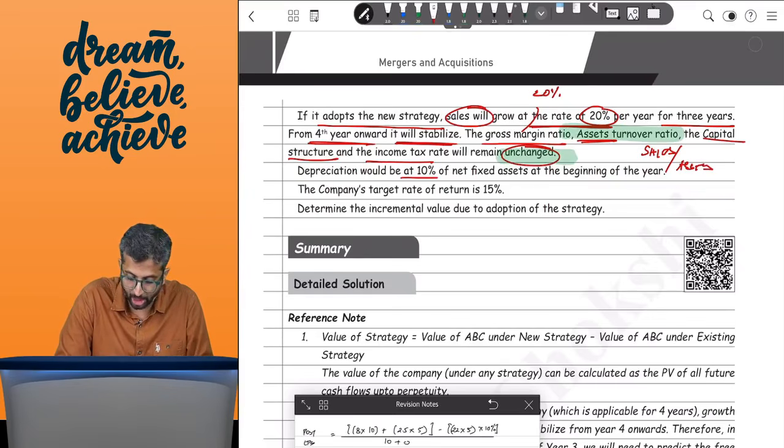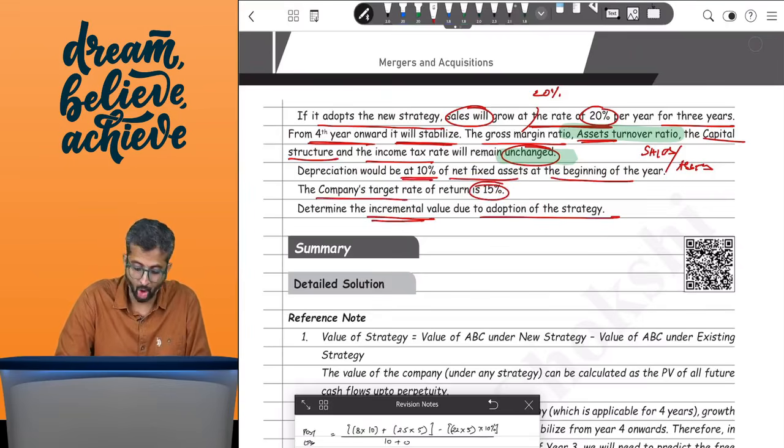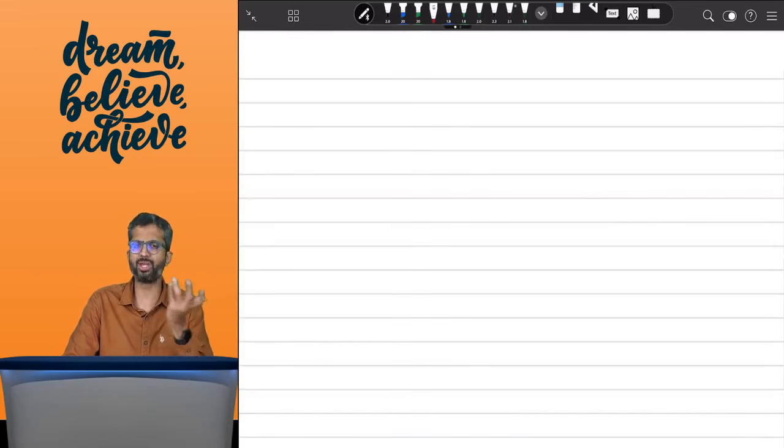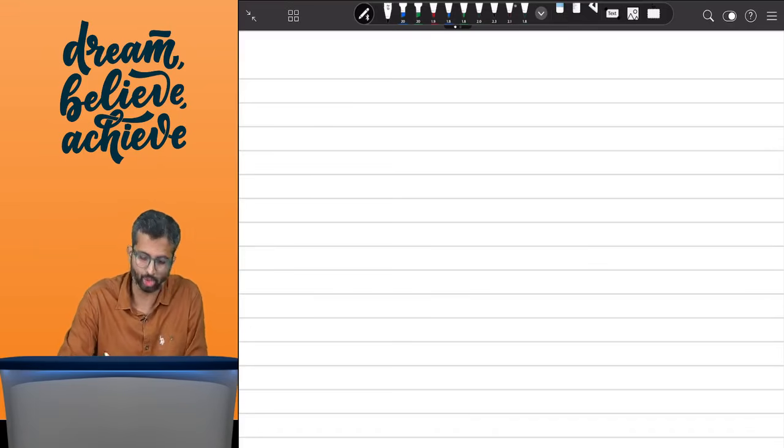Depreciation will be at the rate of 10% of the fixed assets at the beginning of the year, and the company's target rate of return is 15%. Determine the incremental value on adoption of the new strategy. Now, how do you do strategy valuation? That is basically company valuation. How do you value a company? Based on the present value of future cash flows, where cash flows in years 1 to 3 will be different. However, from year 4 onwards, they will stabilize. So you can use the perpetual growth model.